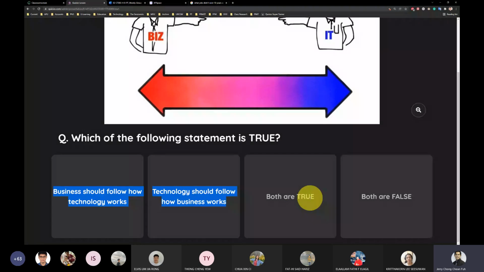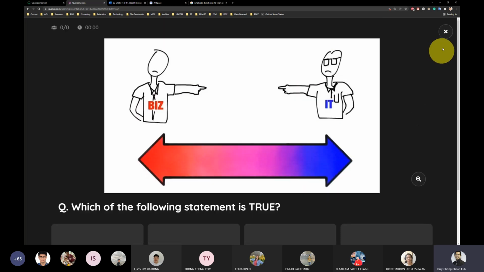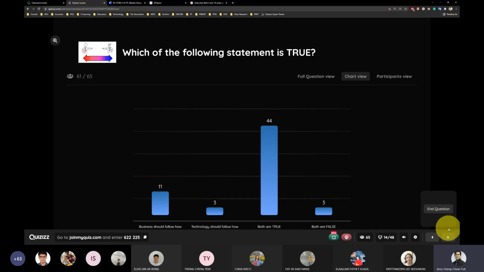As a business, if you're adopting new technology, yes, the technology should follow how your business works. Agreed, but not fully. You must also look at whether there are any internal processes of your business that should also follow how the technology works, because if it helps to improve how your business works, then you should follow how the technology works. All right, so that's the main idea behind these statements that I ask everyone to answer.